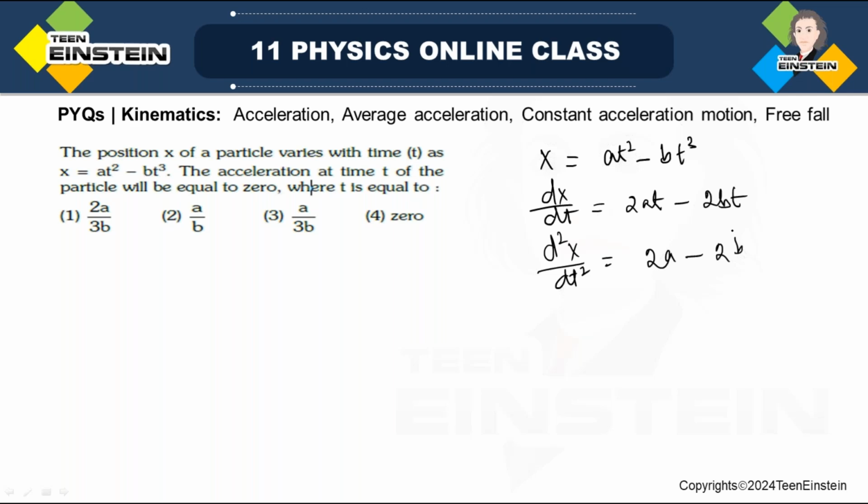Okay, so now acceleration is 0. Let us put this 0. Then I have to find out what is time. So 2a by 6b, that is a by 3b. So this is the time. Okay, so at what time the acceleration will be 0? So option 3 will be the correct answer for this question.